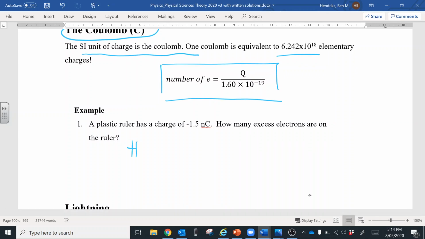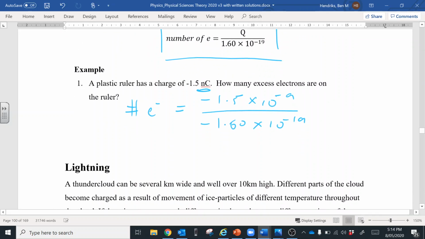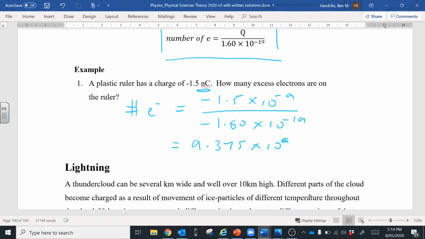But anyway, the number of electrons is equal to the charge, so it's negative 1.5, and remember from our prefixes that n is times 10 to the negative 9 coulombs, all over negative 1.60 times 10 to the negative 19. The negatives cancel out, and that is equal to 9.375 times 10 to the 9 electrons, which is equal to 9.375 billion electrons.